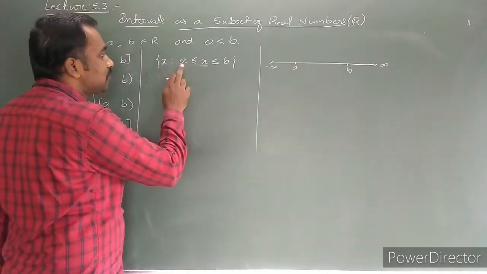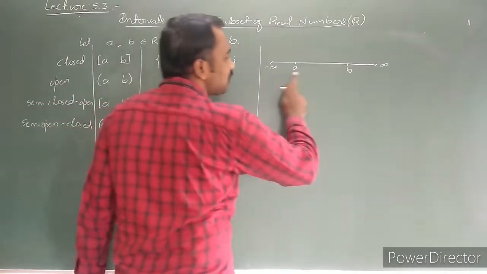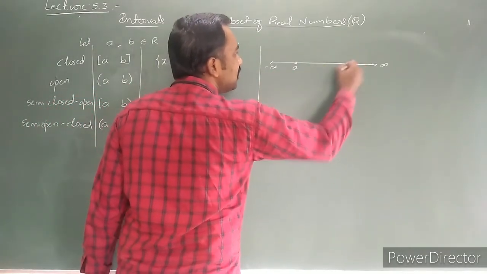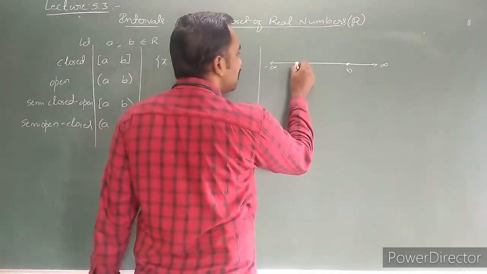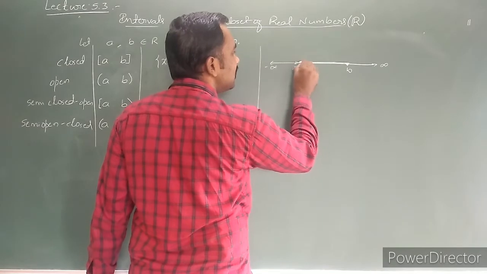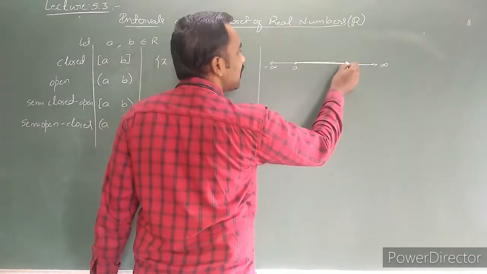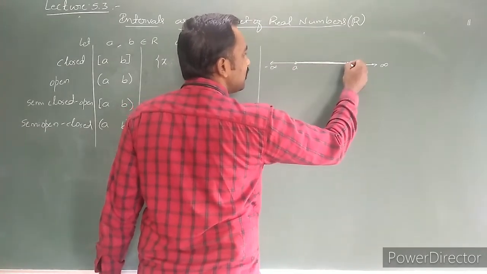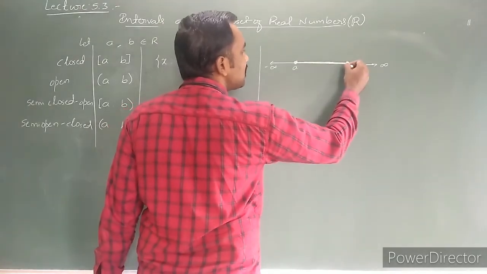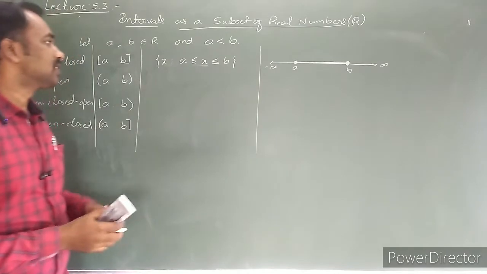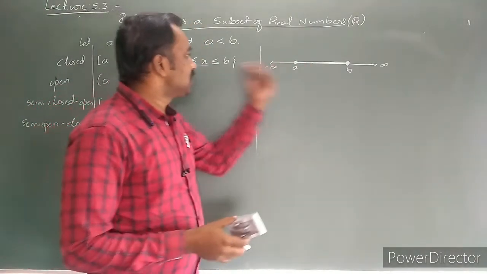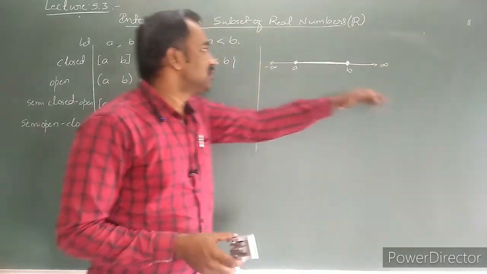Okay. We need to choose values for x. Infinite number of values are there, including a and including b. A and b are included. In between a and b, whatever real numbers are there are included. Whatever darkened line is there, all those values are present in the closed interval a comma b. So the remaining values are not there.